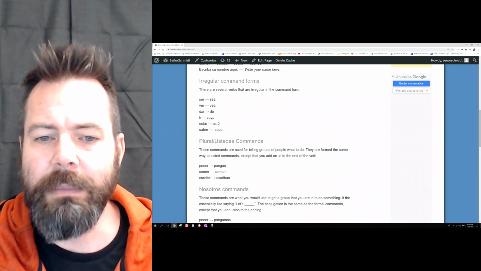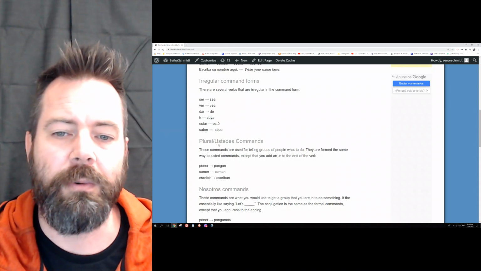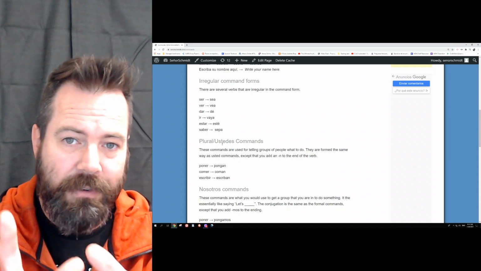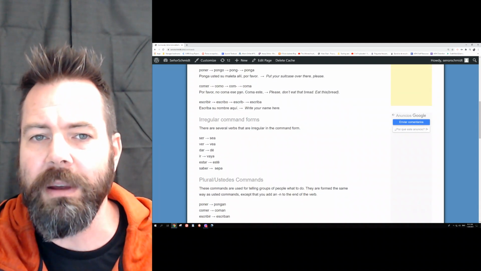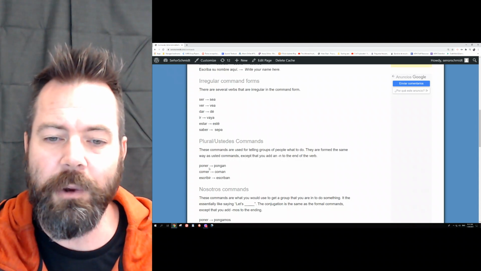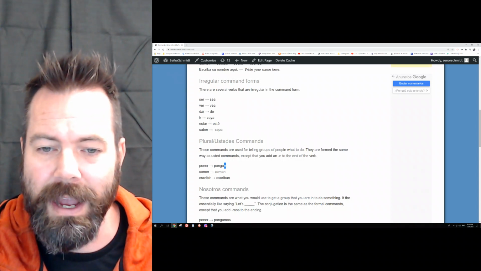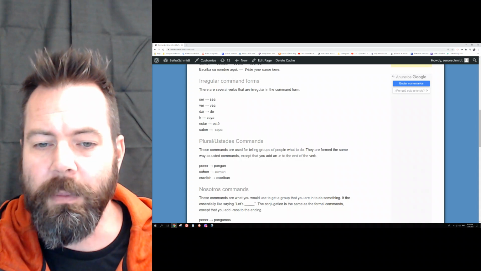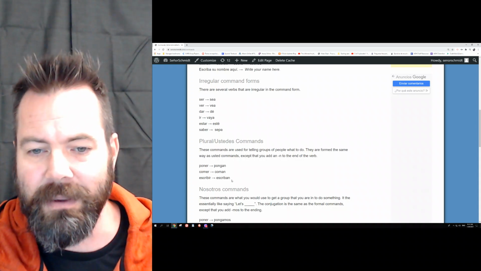Okay? To make it plural, or for ustedes, if you're telling a group of people to do something, it's the same as your formal commands up here. You just add an N to it. So like poner, singular would be ponga, plural would be pongan with an N. Comer, coman, escribir, escriban, and so forth.